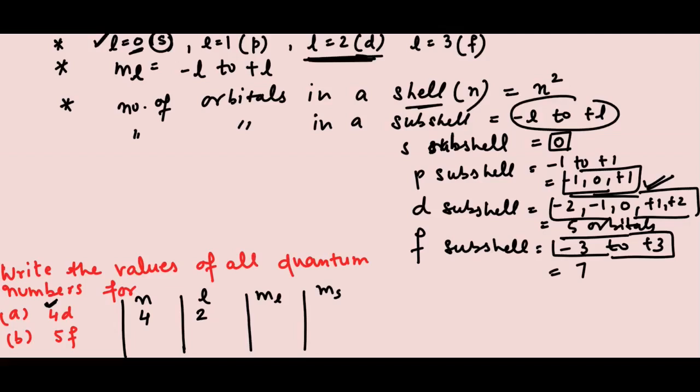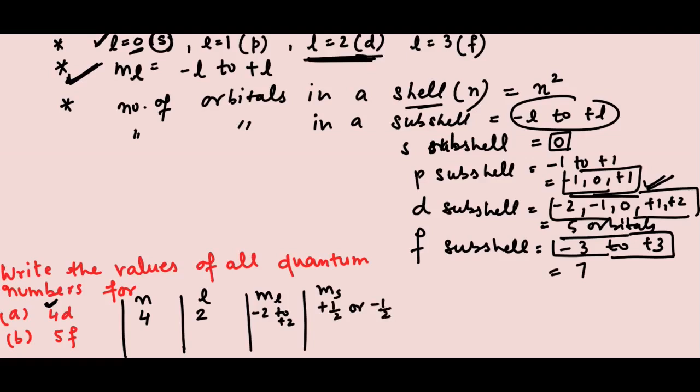Now the next is ml. I have told you that you always get the ml value from minus L to plus L. You can see this second point, where I have written that the ml value is from minus L to plus L. So you will write minus 2 to plus 2. Now ms is the spin quantum number. You also know that the spinning can be in two ways, so it can have the plus half value or the minus half value.